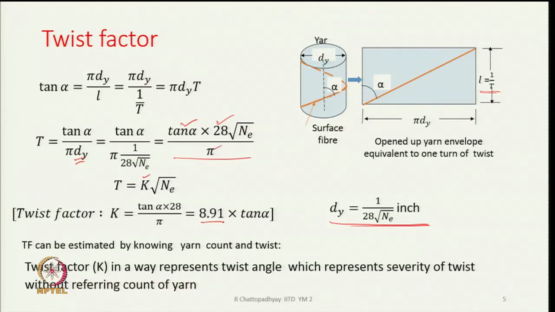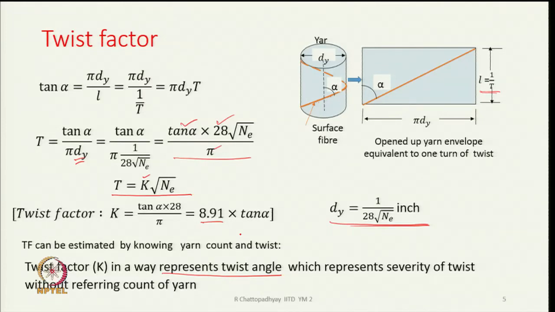Hence, twist factor can be estimated by knowing the yarn count and twist. So, I can calculate k. If we look at this equation, if I know the count of yarn and how many turns there are in a given length, we can find out what the twist factor is. So, twist factor in a way represents what? It represents twist angle, because k is connected to alpha by the relationship 8.91 into tan alpha, and hence it represents the severity of the twist without referring to the count of yarn.